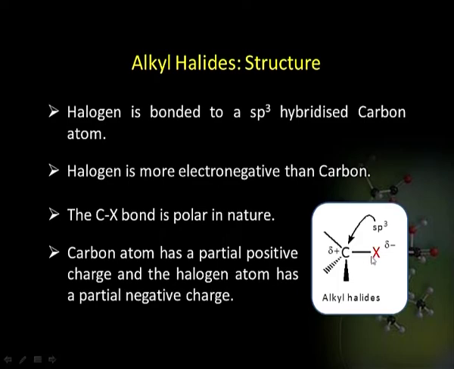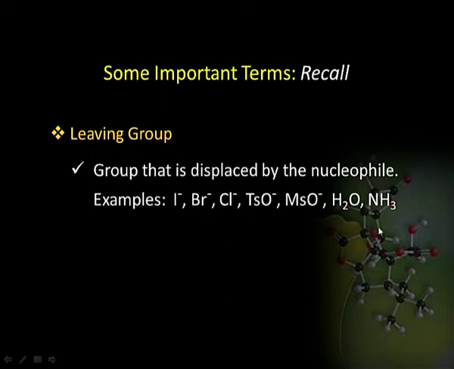And as we proceed in the lecture, we would realize that a number of reactions go by the polarity of this bond. Before we start the reactions of alkyl halides, let us recall some of the very important terms which we will be very often using during the discussion. So, leaving group is the one that is displaced by the nucleophile during the reaction. Some of the examples are iodide, bromide, chloride, tosylate, mesylate, water and ammonia.